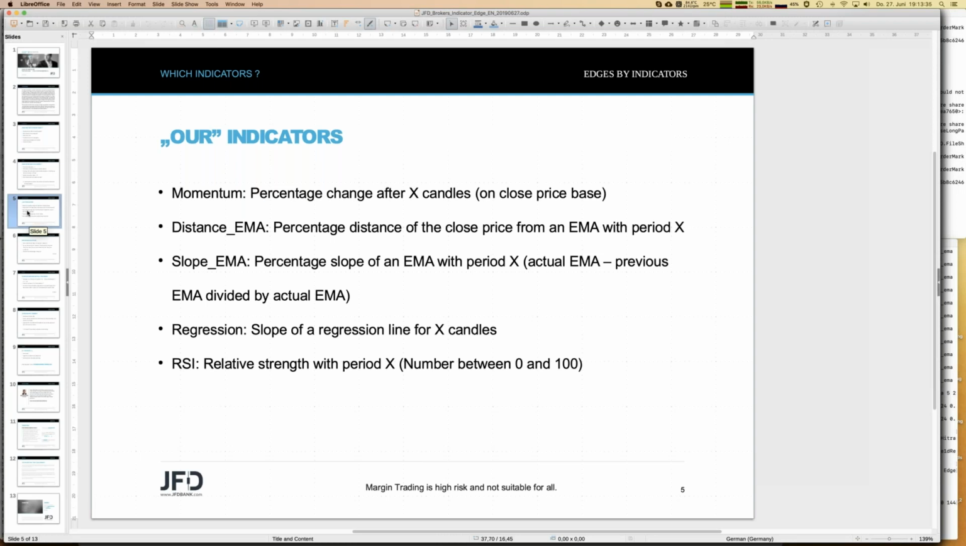The first one is momentum. Sometimes I would even prefer the naming rate of change, because that is what that kind of indicator is doing. There's a candle, and later we do everything in H1. That H1 candle just closes. So there's a close price of that candle. Now we can ask, what is the percentage change if I look 1 candle back, 2 candles back, 10 candles back, 20 candles back, and so on.